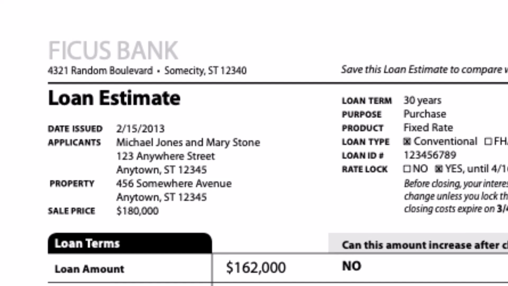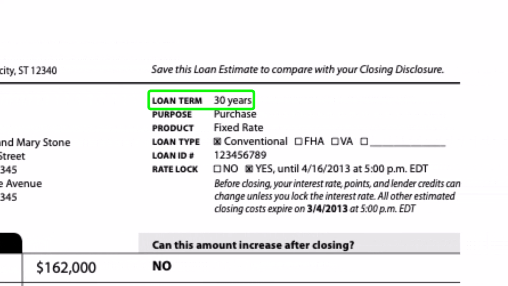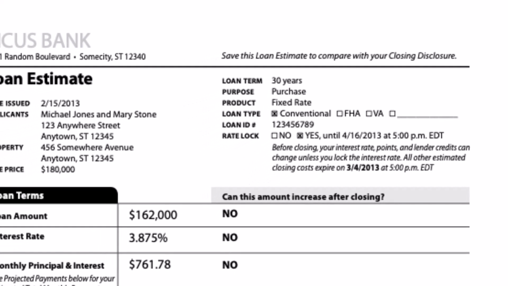So let's break down this loan estimate. We can start at the top of page 1, which should have your basic information, as well as the bank name and the property address that you're interested in buying. To the right of this, there's the loan term, which indicates the duration it will take for you to repay this loan. Generally, the loan term will be between 15 to 30 years.